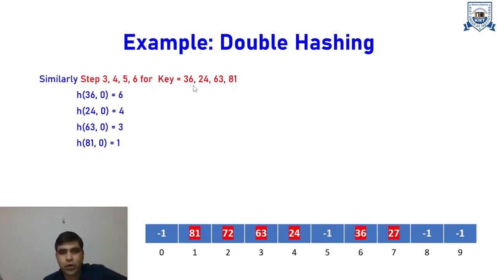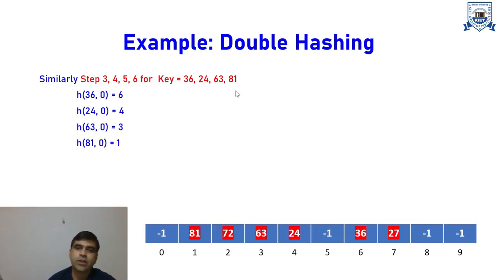In these 4 keys, for example, if you calculate 36, on the first probe you will get 6 available. For 24 you will get address 4, so 4 will be available. For 63 you get address 3, so 3 will be available. For 81 you will get address 1, so 81 will be stored at location 1, right?